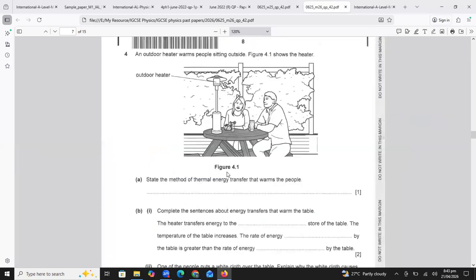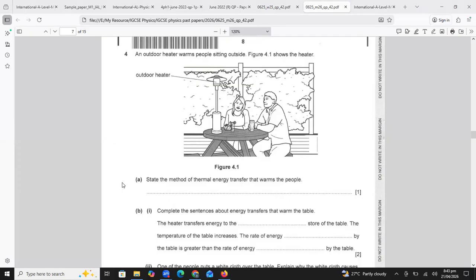In question number 4, they are saying an outdoor heater warms people sitting outside. Figure 4.1 shows the heater. So you can see this is the outdoor heater. This type of heater has been given in previous past paper questions as well. State the method of thermal energy transfer that warms the people.